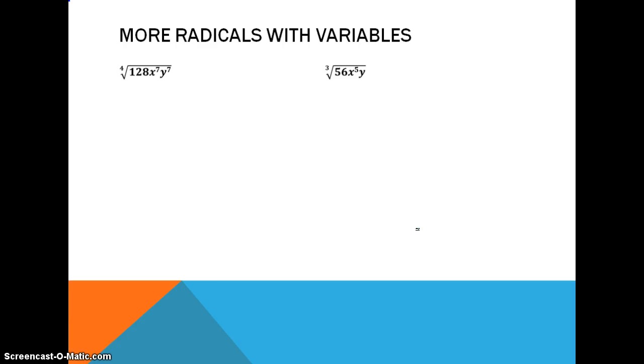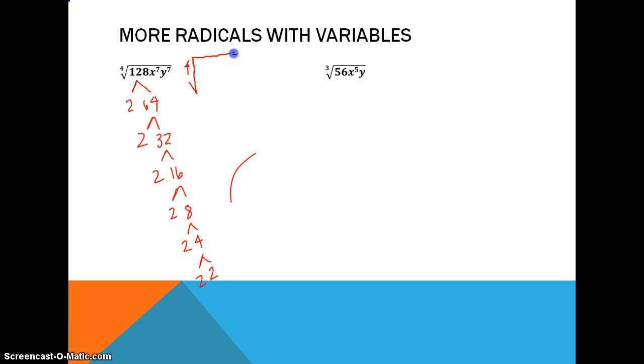Alright, we're going to do the same thing now, but we're going to throw in our variables. So if we look at the fourth root of 128 x to the 7th, y to the 7th. Alright, we look at 128. That becomes 2 and 64. 64 is 2 and 32. 32 is 2 and 16. 16 is 2 and 8. 8 is 2 and 4. 4 is 2 and 2. So we can rewrite this as a fourth root of 2 times 2 times 2 times 2 times 2 times 2 times 2. 7 2's. And then we have to throw in our variables. We have 7 x's and 7 y's.